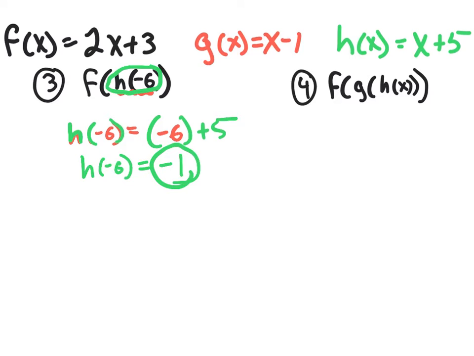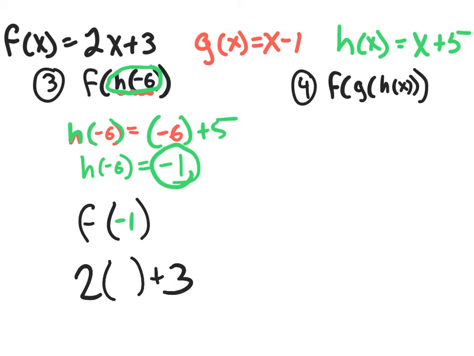So what we have now is really f of that answer that we just got, negative 1. So we're going to plug in the negative 1 into the f of x function. The f of x function reads 2 times x plus 3, and we said that we are plugging in a negative 1 right in there. That's what f of negative 1 tells you to do. So let's do the math here. 2 times negative 1, that's negative 2, and negative 2 plus 3 is 1. So what is f of h of negative 6? It's all equal to the nice, beautiful number 1.